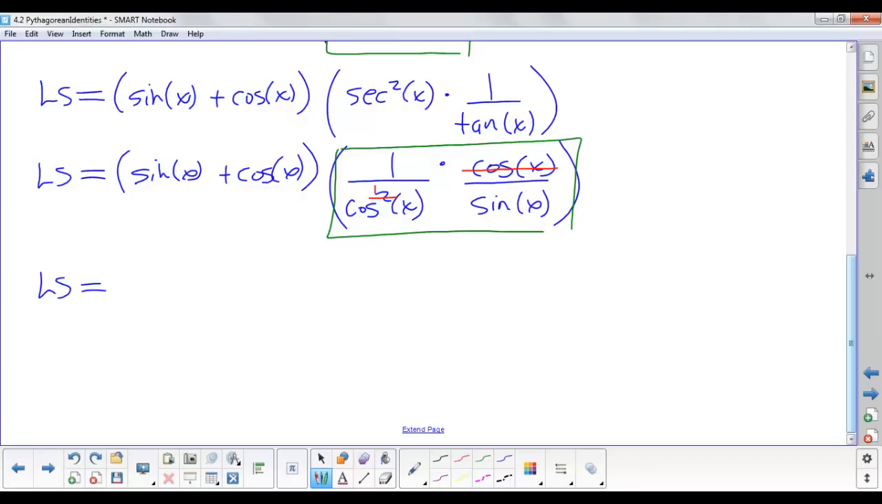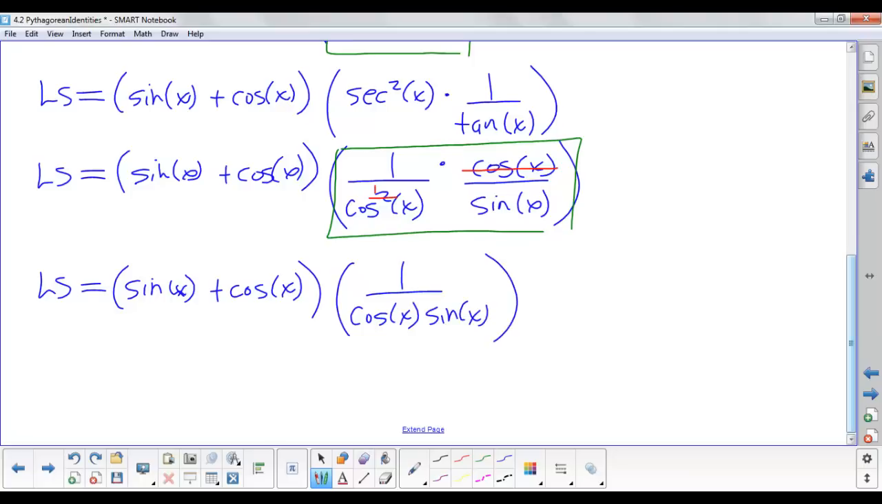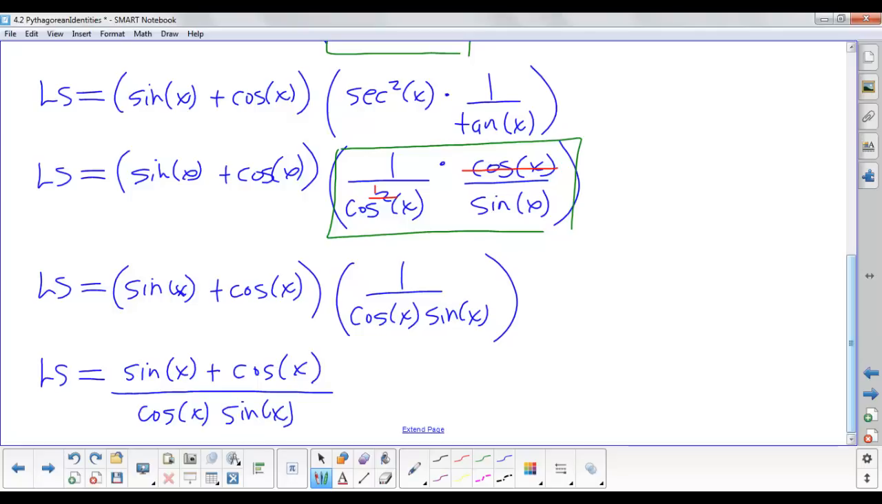So to tidy this up a little bit, we're now going to have sine of x plus cos of x, all of that multiplying 1 over cos of x sine of x. And just to put all of that together, picture the top, which is just a 1. If I multiply the sine of x and the cos of x by 1, I still have sine of x plus cos of x, but now the denominator is cos of x sine of x.